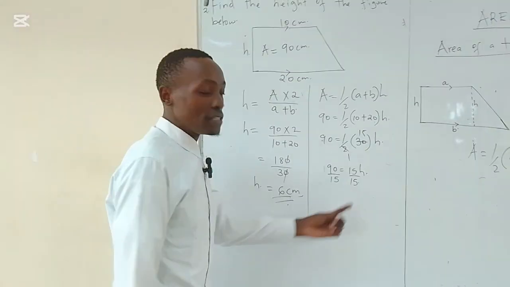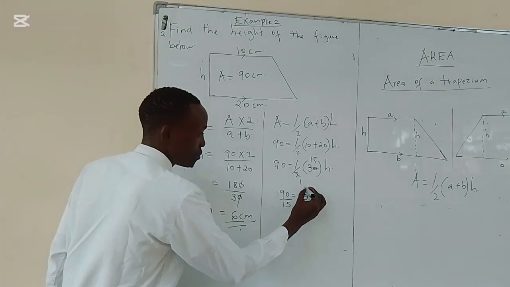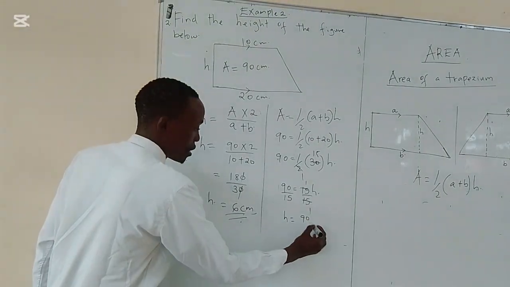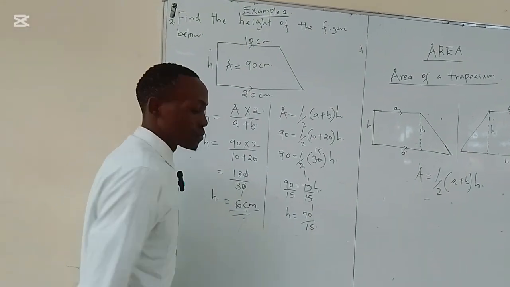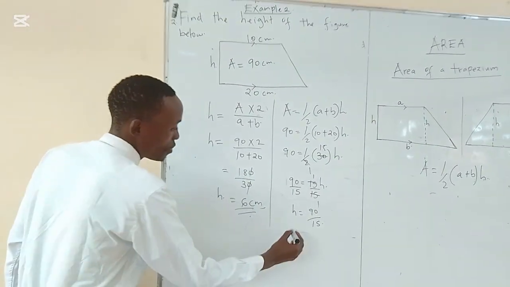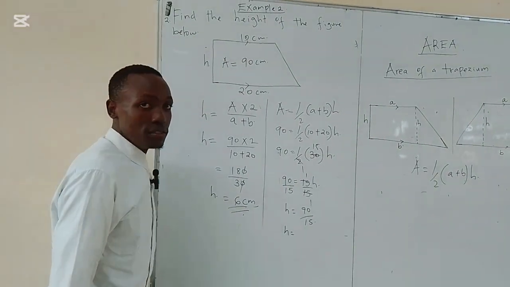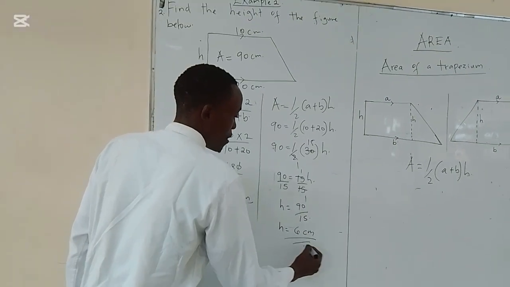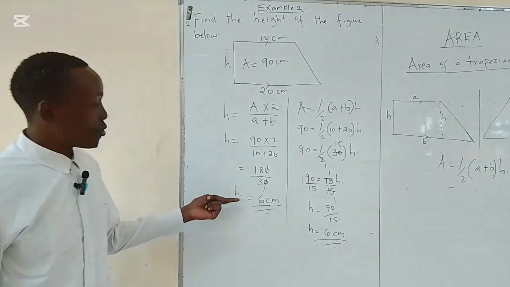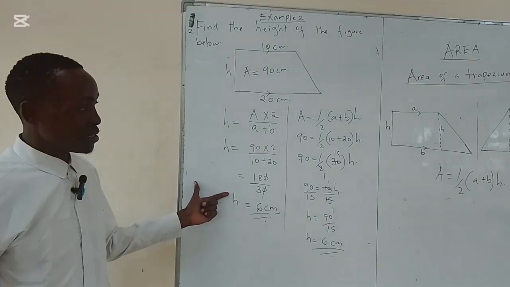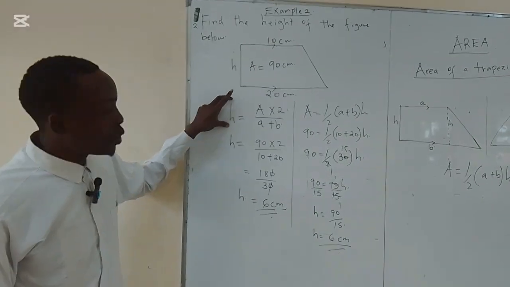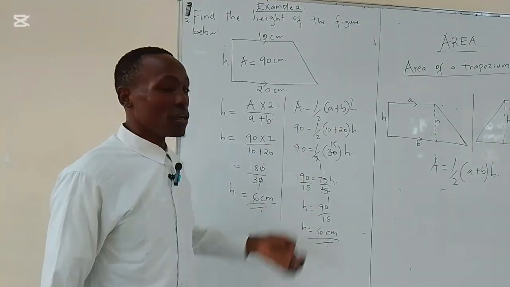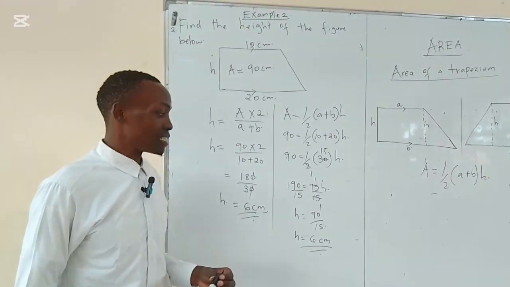So when you divide by 15, 15 will cancel with 15 because of 1, 1. And H will be 90 divided by 15. So when you divide, you get 6 centimeters. The same thing that we have on this left hand side. So you can use either this formula directly to get the height or substitute the values you've been given into the formula of finding area of a trapezium.